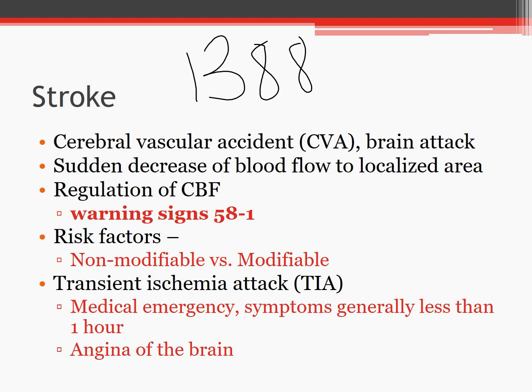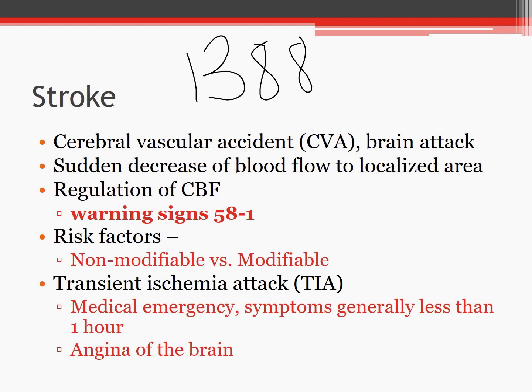And what we know mainly is, as we've already talked about, the brain needs a constant supply of oxygen and glucose, and when this is interrupted, then we start to develop certain signs and symptoms that are indicative of a stroke. And those signs and symptoms are actually outlined on page 1389.